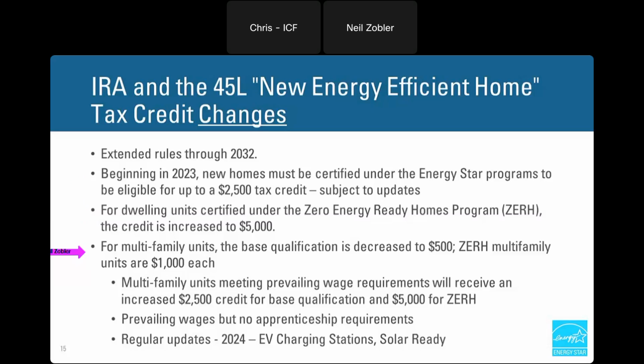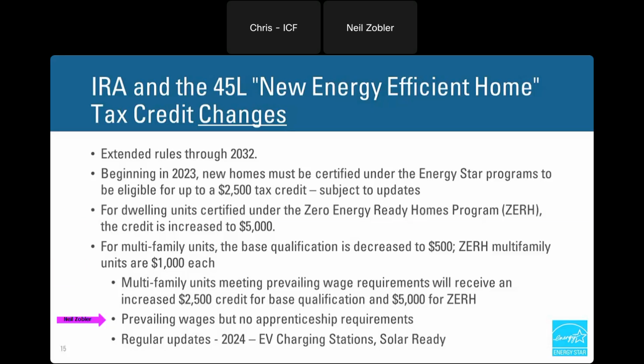For multifamily units, the base qualification is decreased to $500. But the Zero Energy Ready Homes multifamily units are at $1,000, and they can be bumped up if you meet prevailing wage requirements up to $2,500, and for Zero Energy Ready Homes up to $5,000.